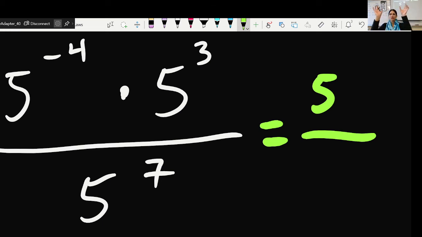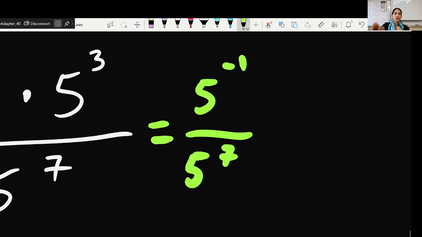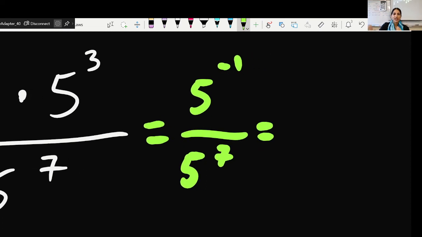What do I do to those two exponents at the top? Do I add them or subtract them? I'm going to add them. So what's negative 4 plus 3? Negative 1. And at the bottom, we have 5 to the 7. So in my answer, I keep the same base. I keep the base as 5.